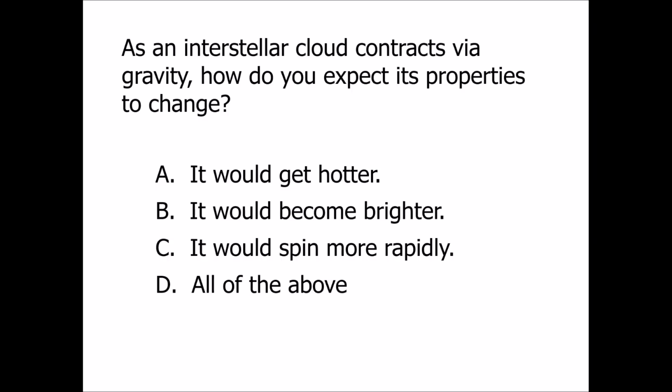All right, so let's ask some questions here, because we've got to try to figure out this whole process. It starts by this trigger that takes place, and at some point you end up with a star. So we've got to explore what's this process that takes place here, right? So I've got a question for you initially. As an interstellar cloud contracts via gravity, how do you expect its properties to change? So think about this for a moment.